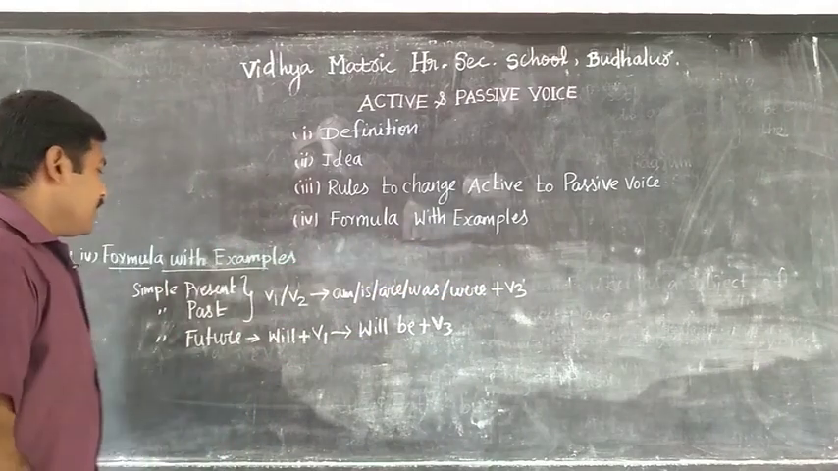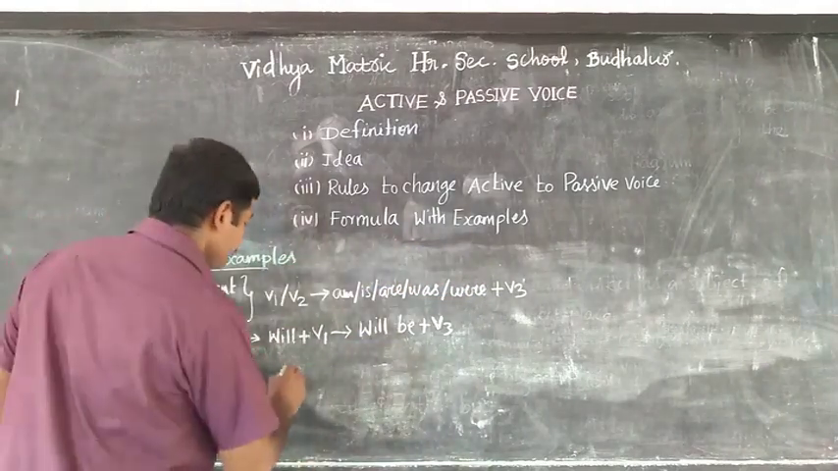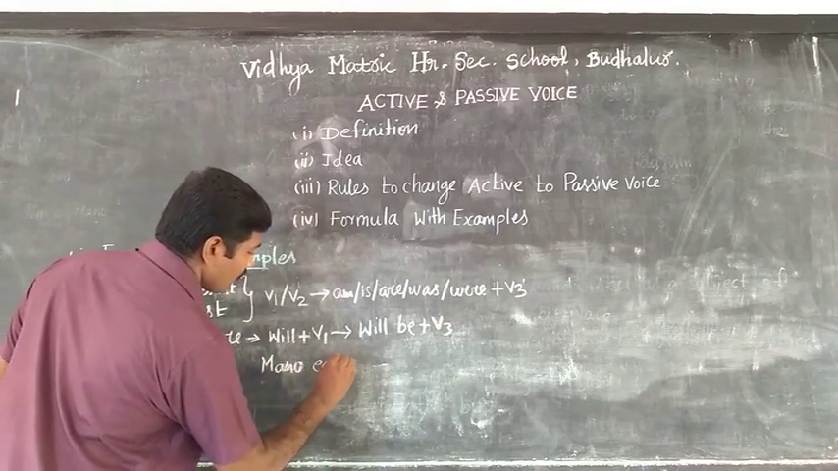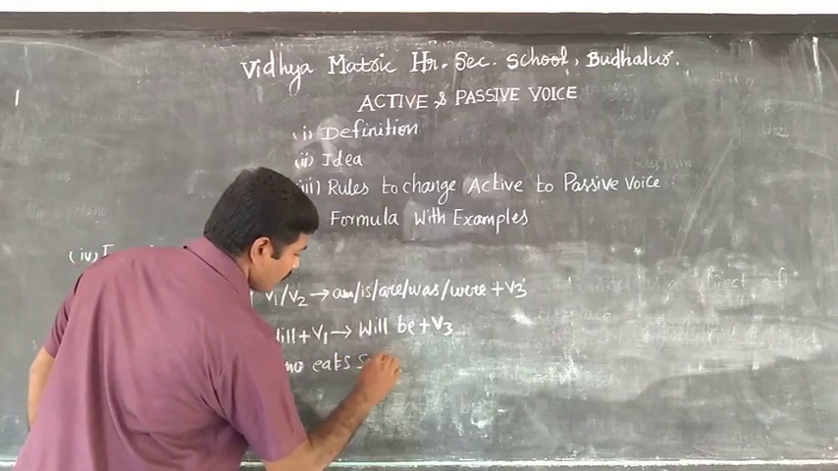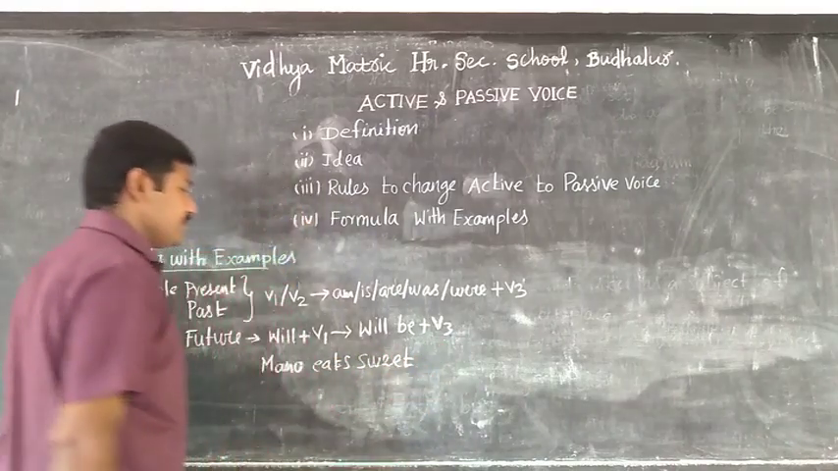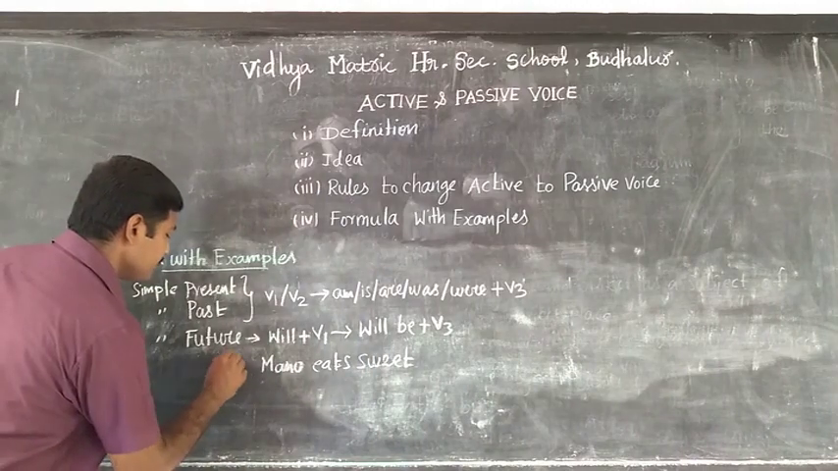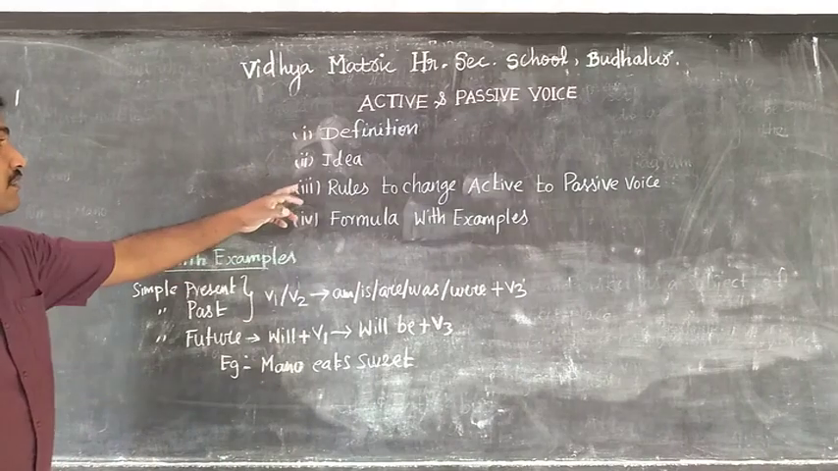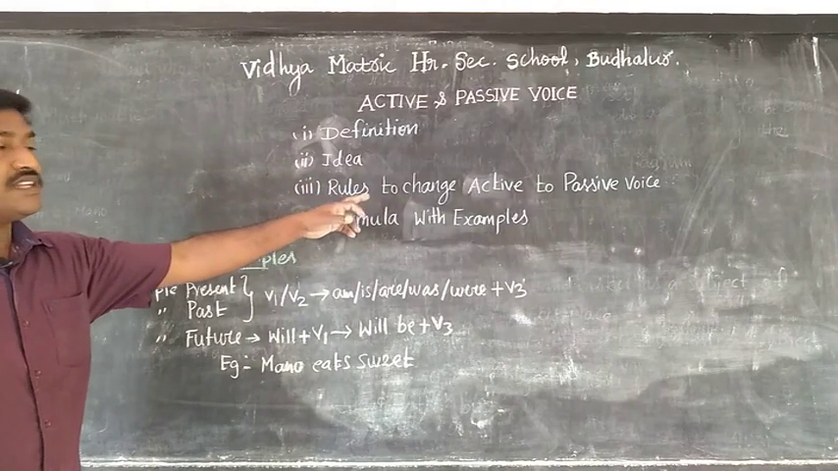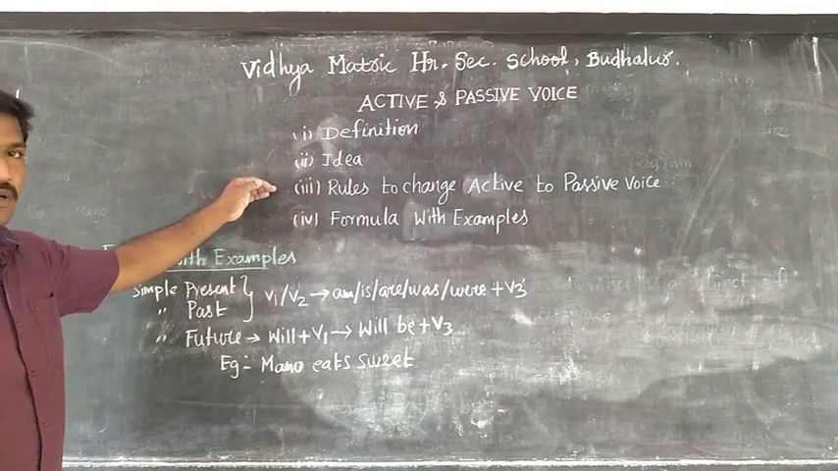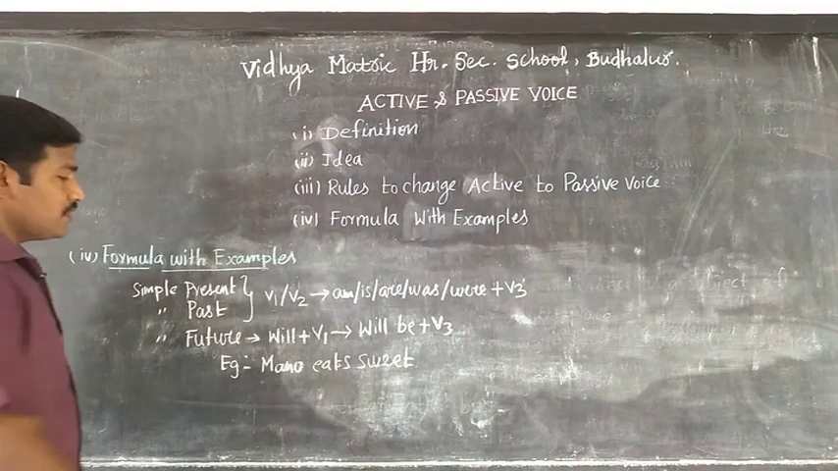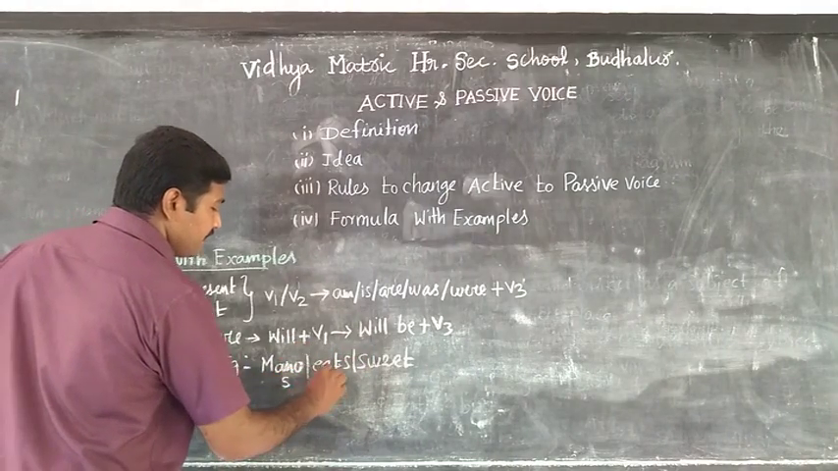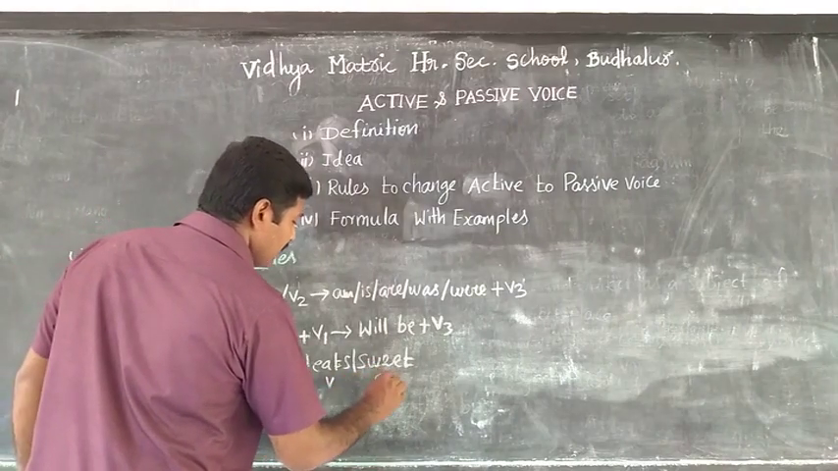Okay, I give you an example. Mano eats sweet. In step number 3, the rules to change active and passive voice we have seen. Could you remember? First one, what should we do? Divide or identify subject, verb and object. Mano is the subject, eats is the verb and sweet is the object.